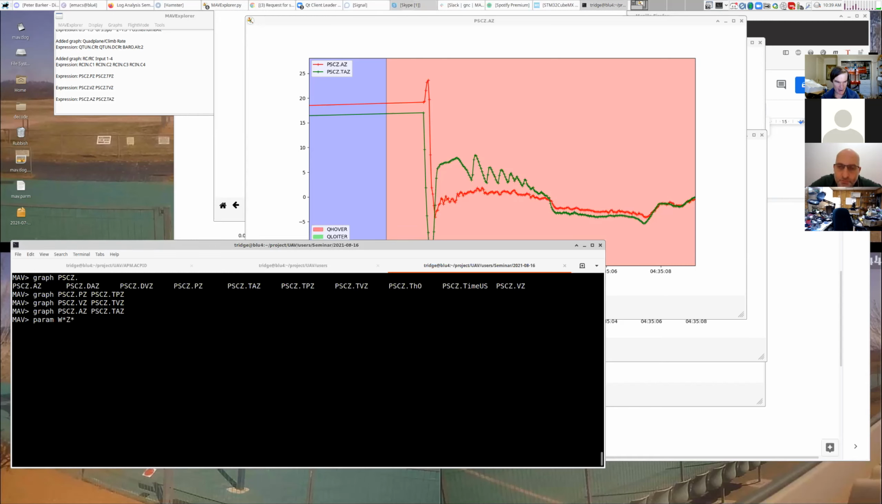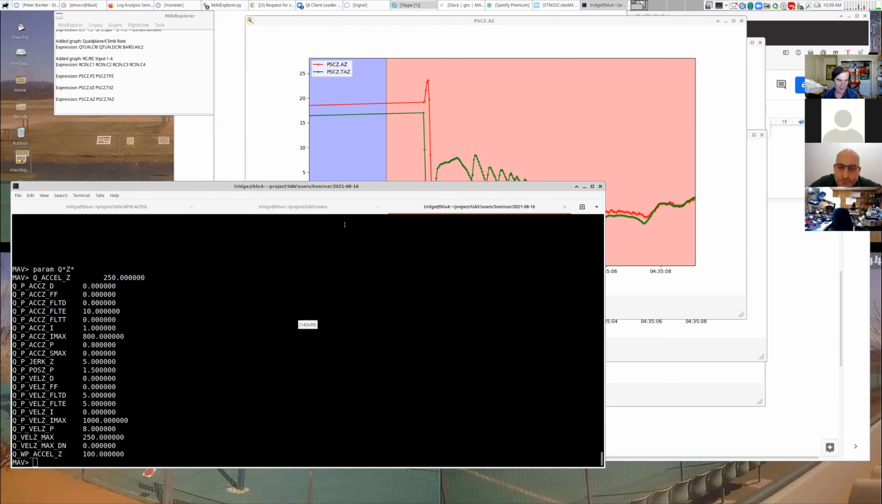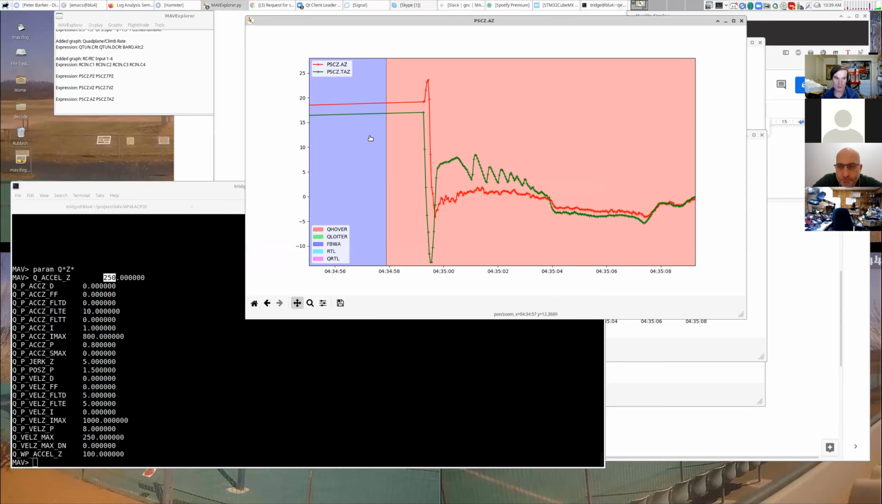Let's have a look at all of our Z parameters. So I'm going to go Q star, Z star. That's all of our Z parameters. And the key one here is this Q_ACCEL_Z. Now, Q_ACCEL_Z is the maximum pilot controlled vertical acceleration in centimeters per second squared, which is 250, which is 2.5 meters per second squared. So in other words, we're saying that we don't want vertical acceleration in pilot controlled mode like Q hover or Q loiter over 2.5 meters per second squared.